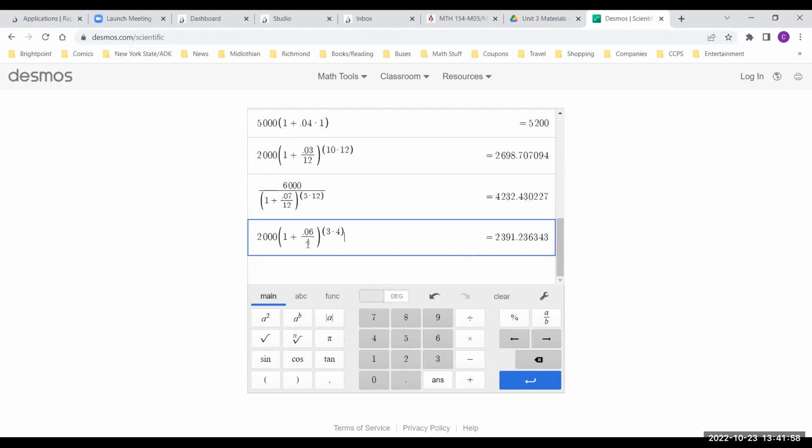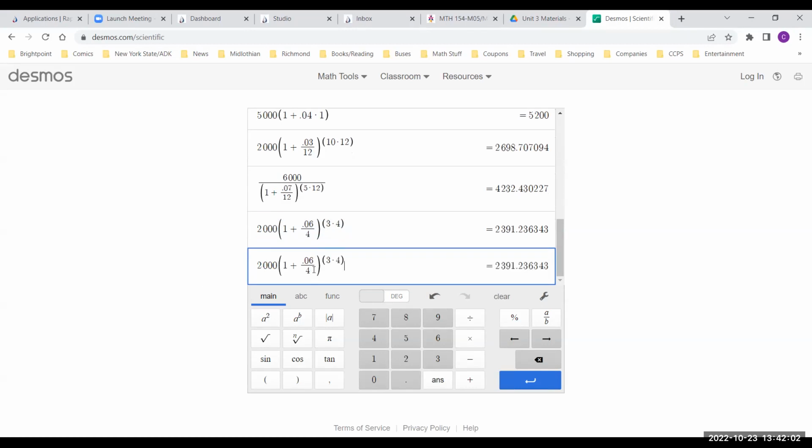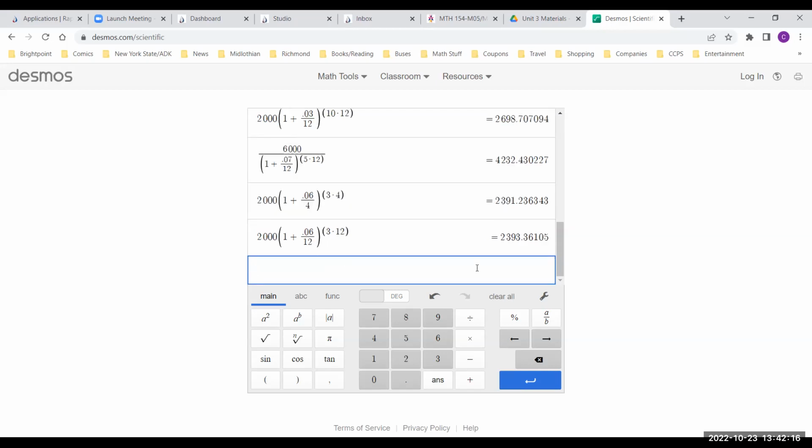And I'm not going to type the whole thing because I only need to change 2 numbers. So I'm just going to copy, paste, and change the 4 here to a 12. All right, so we made a little bit more money, $2,393.36. So if you really want to know, let's see how much money we made. 2,393.36 minus 2,391.24. We made $2.12 more.